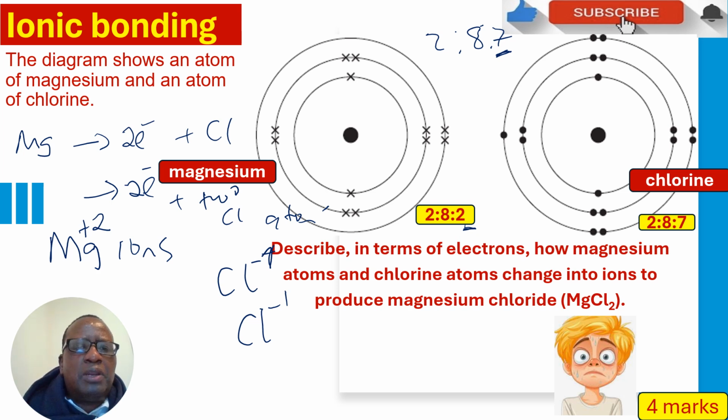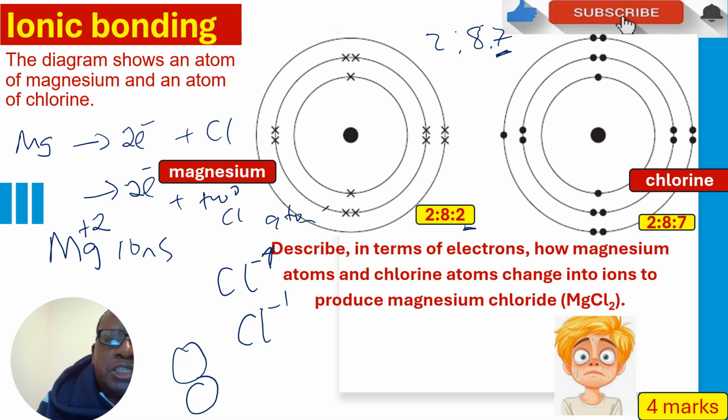So loss of electrons by magnesium forms positively charged magnesium ions. Gain of electron forms negatively charged chloride ions. And once those positively charged ions and negatively charged ions are formed, we have a very strong force of attraction here.